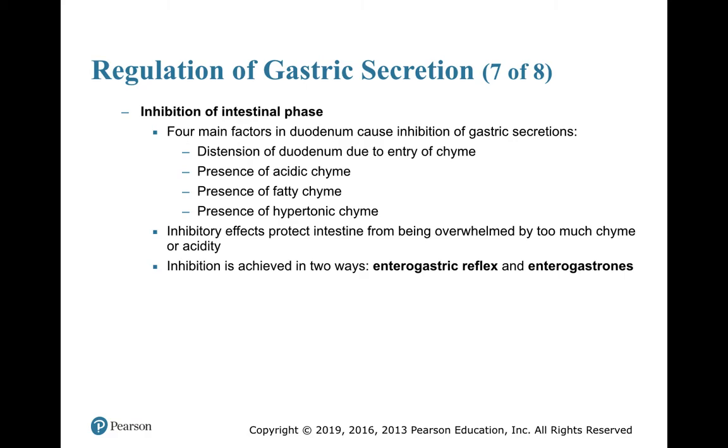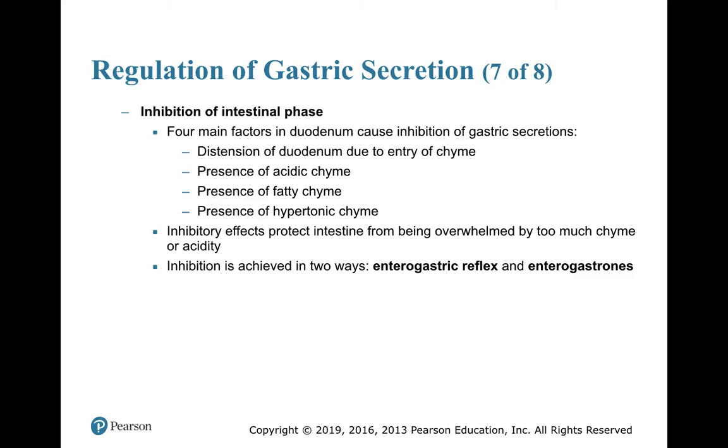In that inhibition phase, 4 factors in the duodenum cause a decrease of gastric secretions: distension of the duodenum due to the entry of the chyme, presence of acidic chyme, presence of fatty chyme, and presence of hypertonic chyme. The inhibitory effects protect the intestines from being overwhelmed with too much chyme or acidity.